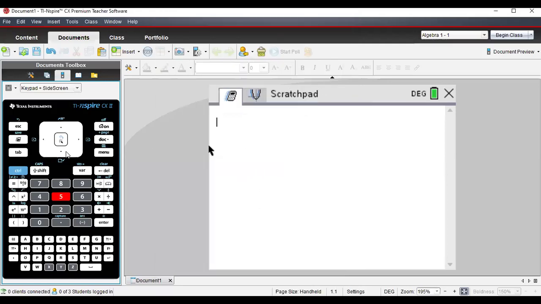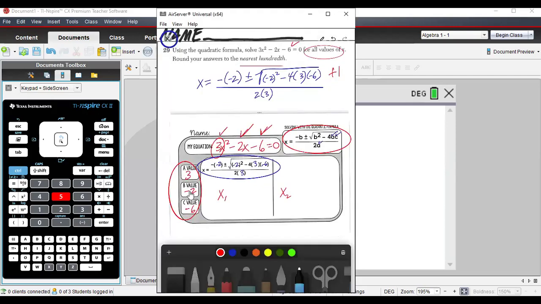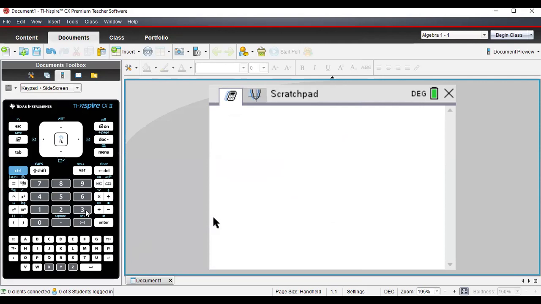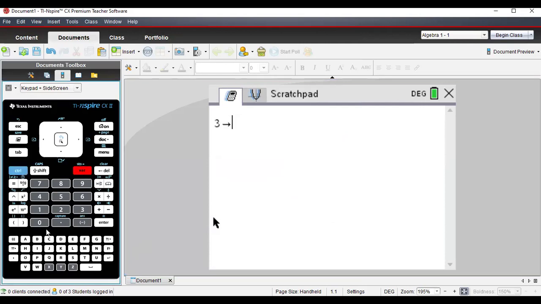First thing you're going to do is go to the main calculator screen. And what I'm going to do is take these values, 3, -2, and -6, and store them into these letters. So the A value is 3. I'm going to store that into the letter A. The -2, I'm going to store into B. And then -6, I'm going to store into C.